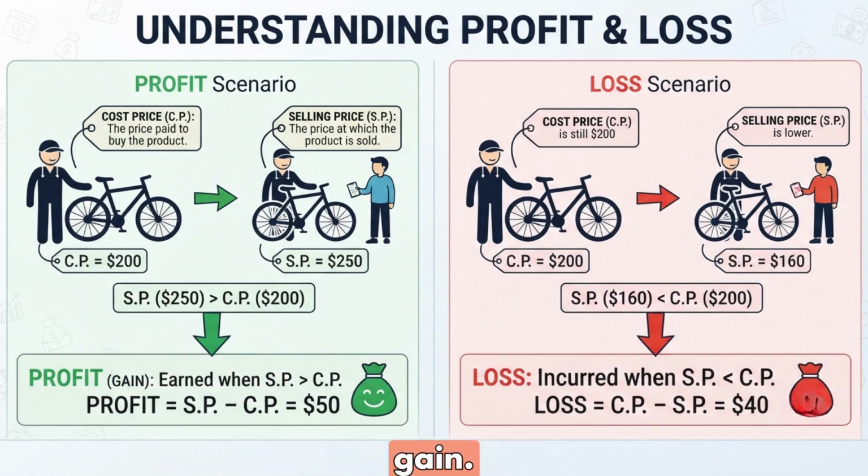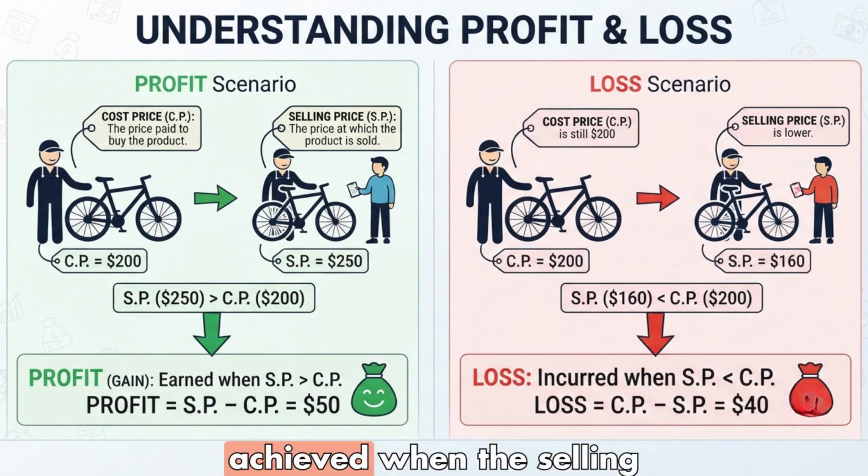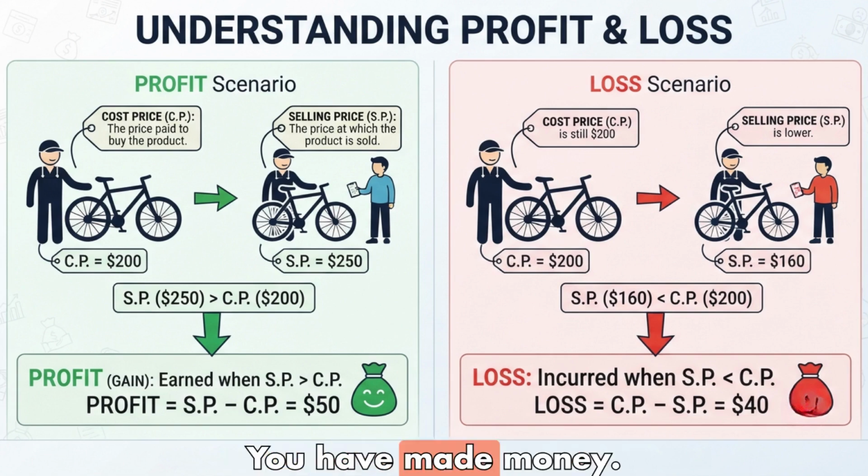3. Profit, gain. Profit is the financial gain achieved when the selling price is greater than the cost price. You have made money. 4. Loss. Loss is the financial detriment incurred when the selling price is less than the cost price.